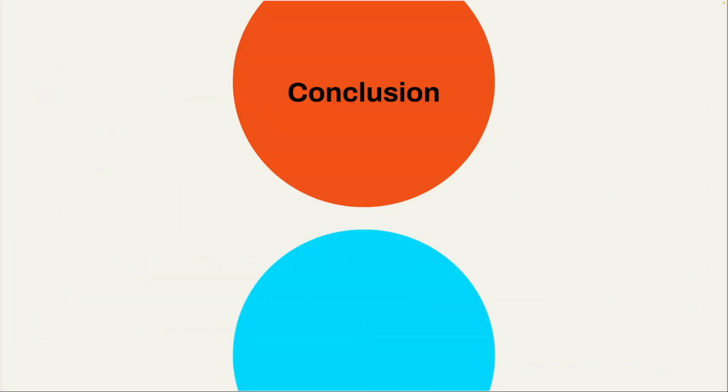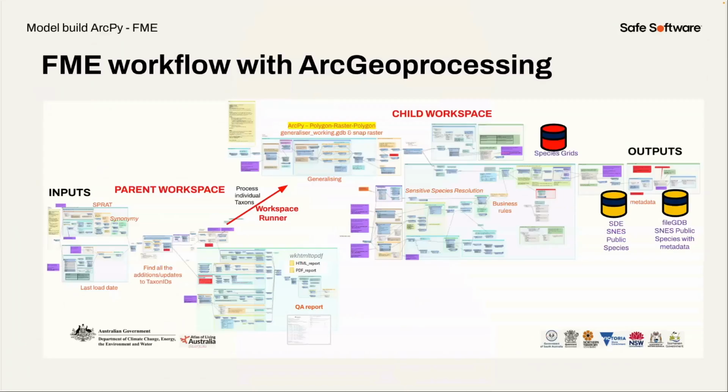So in conclusion here, the overall workflow for the client involved a parent workspace that orchestrated which species had been updated and needed processing, given they had new distributions. And a child workspace actually did the geoprocessing, amongst other things, where it was being generalized with ArcPy.